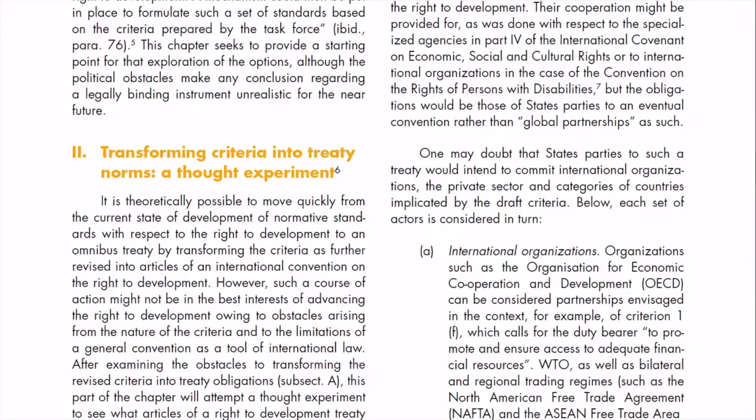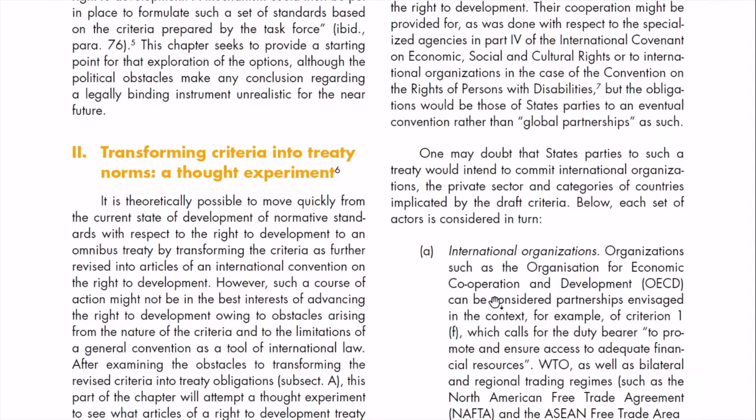The theoretical possibility is to move quickly from the current state of development of normative standards or prospects of the right to development to transferring such areas into formal articles of an international convention on the right to development. Such action might not be in the best interest of advancing the right to development, warning of the abstraction and rising nature of such areas, the limitation of general conventions as tools of international law. After examining the abstract transfer of certain reasons into truly obligatory subjects, the part will attempt to see what articles there would be on the right to development.